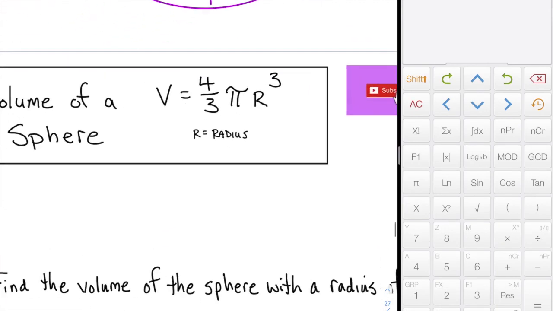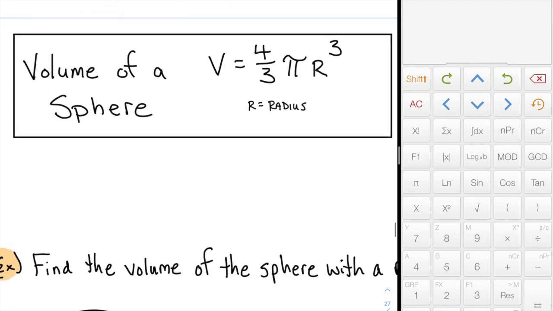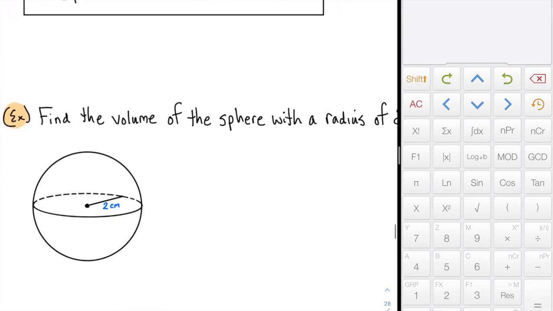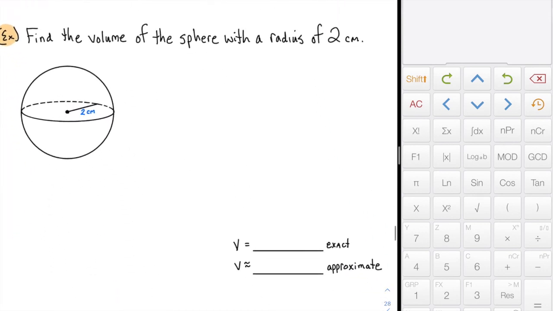When you look at the formula for the volume of a sphere, the only variable is the radius. That's it. 4/3 pi r cubed. Cubed because we're dealing with volume. So look how easy this can be. Find the volume of a sphere with radius of 2, and we'll do the exact and approximate again.